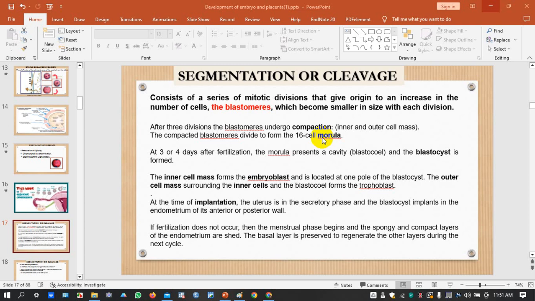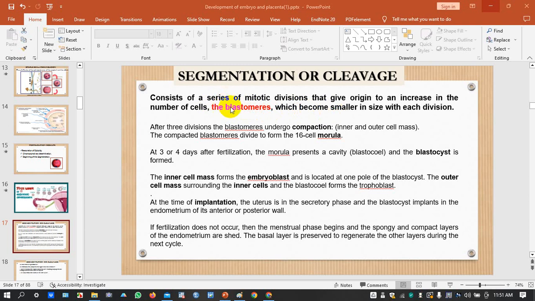Okay, so segmentation or cleavage. This consists of a series of mitotic divisions that give origin to an increase in the number of cells, like what we saw in the video. After multiplication, if it's one cell, it divides into two cells. If it's two cells, it will divide into 4 cells. 4 will divide into 8. 8 will divide to 16, which is the morula. The 16 will divide to 32, which is the blastocyst.